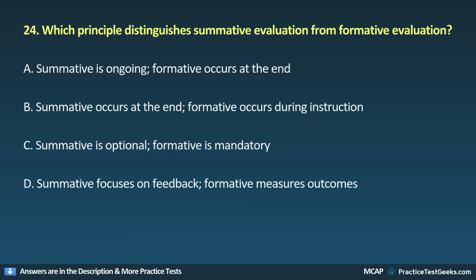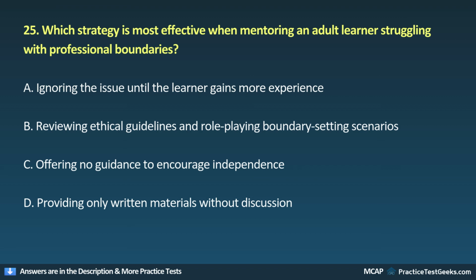24. Which principle distinguishes summative evaluation from formative evaluation? A. Summative is ongoing. Formative occurs at the end. B. Summative occurs at the end. Formative occurs during instruction. C. Summative is optional. Formative is mandatory. D. Summative focuses on feedback. Formative measures outcomes.